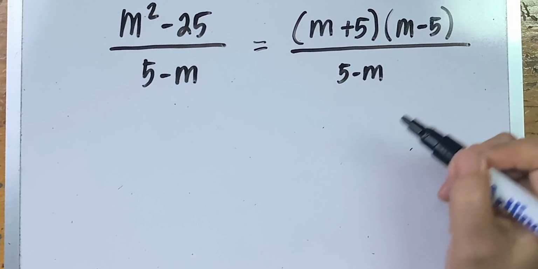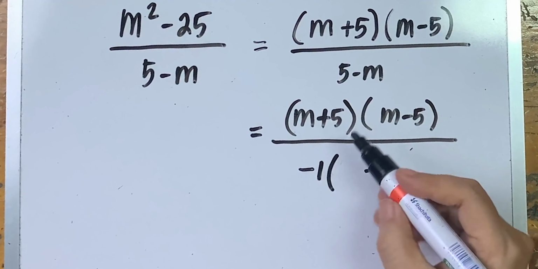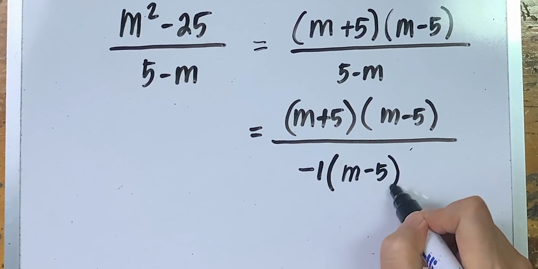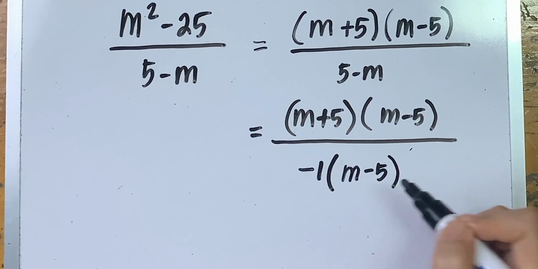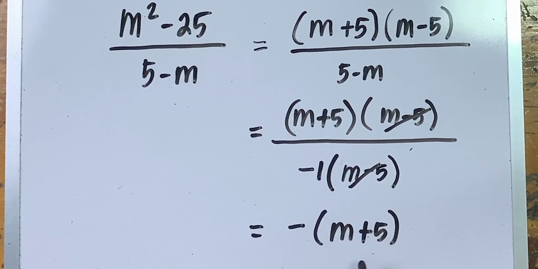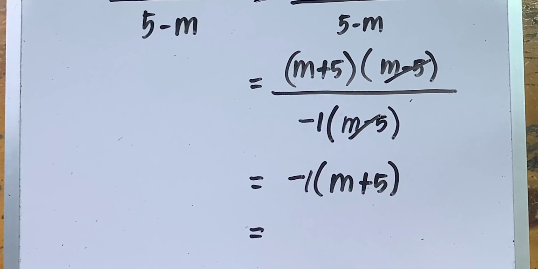Now let's write the numerator. Let's try to apply negative 1 to the denominator. So if we multiply it by negative 1, 5 times negative 1 will give us negative 5, and then negative m times negative 1 will give us m. And then we can cancel both of these. And our answer will be the negative of the quantity m plus 5. And if we distribute negative 1 to all the terms inside the parentheses, we'll have negative m minus 5. And m can have any values because it has no restriction.